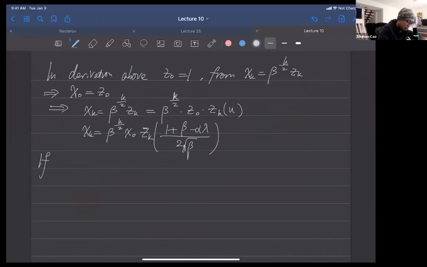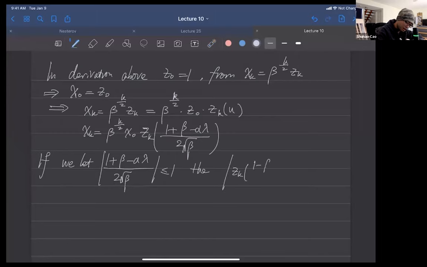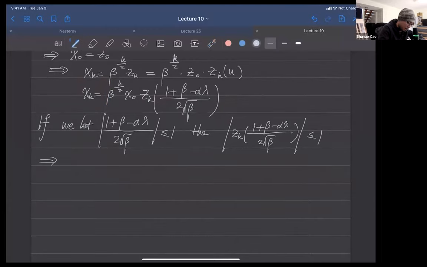So if we let the absolute value of (1 plus beta minus alpha lambda) divided by 2 square root of beta be less than or equal to 1, then the absolute value of zk, after we plug it in, by the property of the Chebyshev polynomial, will be less than or equal to 1. Now, if we take the absolute value on both sides, this implies the absolute value of xk will be less than or equal to beta^(k/2) times the absolute value of x0.